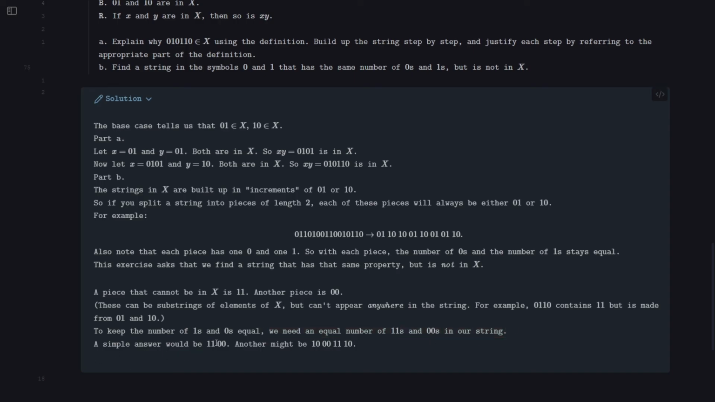So one example would be 1100. This is not an x for sure, because the pieces are not 0, 1 or 1, 0. Another example can mix all of them together. You can have 1, 0 from x, and then 0, 0 not an x. And this is going to show you that this entire string is not in x. A more interesting example would be the empty string, which technically has the same number of 0s and 1s, which is 0 zeros and 1s, and technically is in fact a string in the symbols 0 and 1, even if it doesn't contain any occurrences of them.